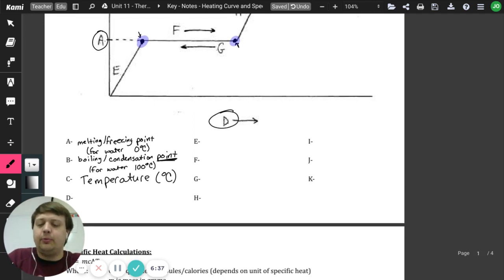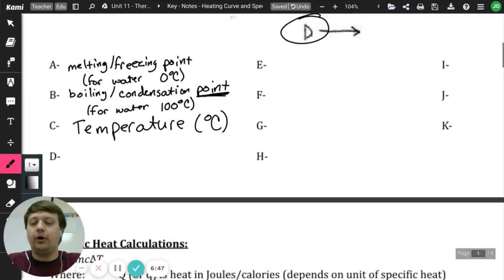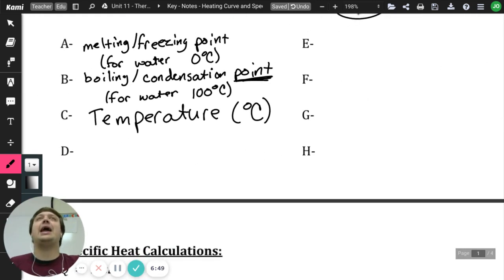D, right here, is going to be our x-axis, and D is going to represent either the energy that we're adding or time, okay? Because sometimes we might not be adding energy. For instance, if I'm causing something to cool down, sometimes it's just a matter of time, waiting. And so D, that x-axis, can represent time or energy.